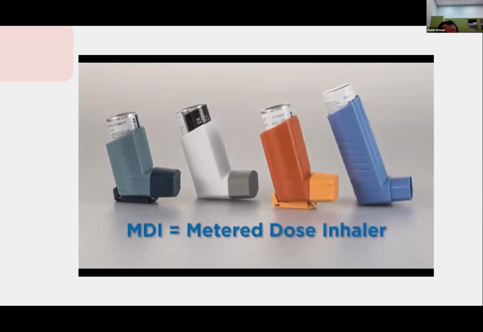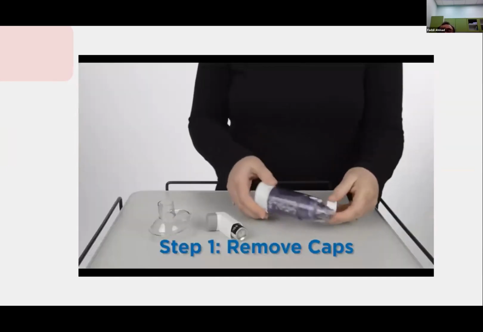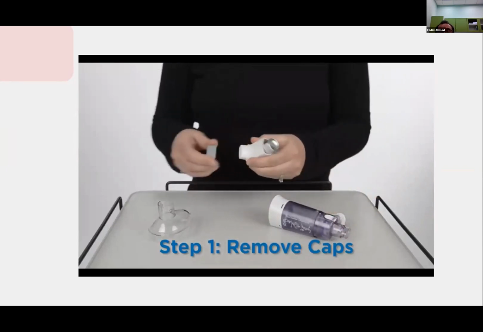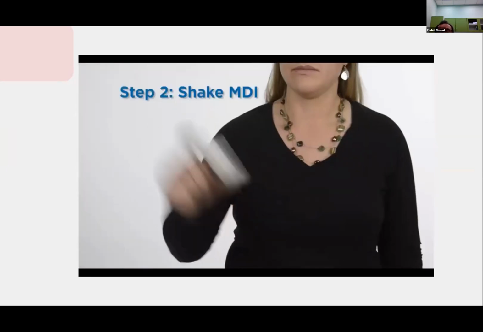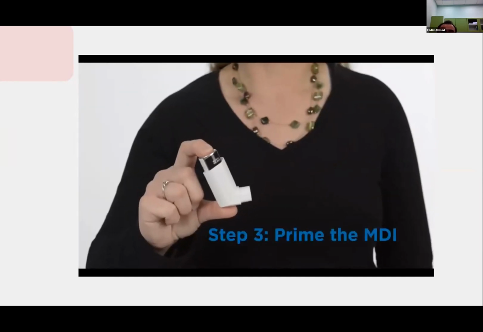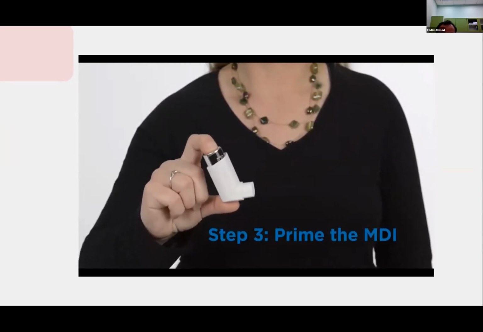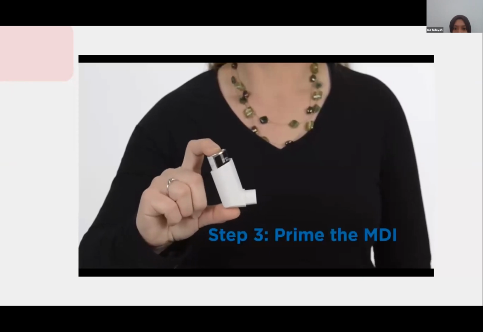A lot of medicines come in a metered dose inhaler, also called an MDI. Always use these medications with a valved holding chamber called a spacer. There are different types of spacers. Follow the instructions provided with your spacer. Remove caps from the spacer and metered dose inhaler. Shake the MDI for 3 to 5 seconds before using. Spray the MDI no more than 4 times before using it for the first time, if you haven't used it in a while or if you dropped it. This is called priming the MDI.